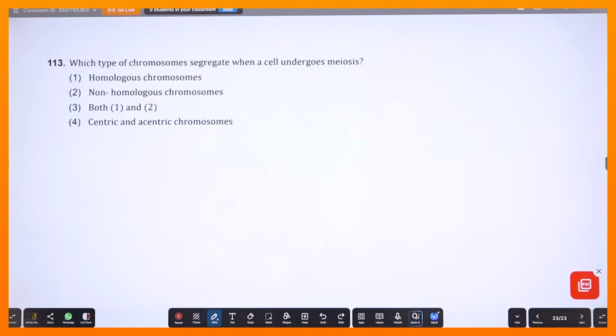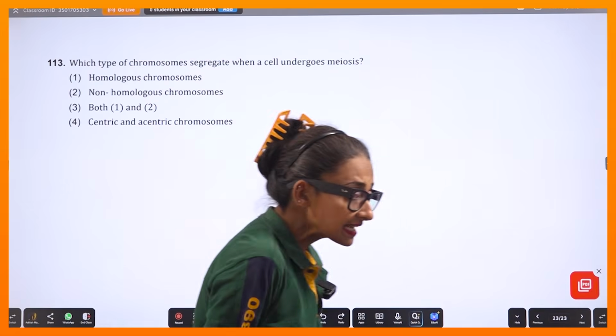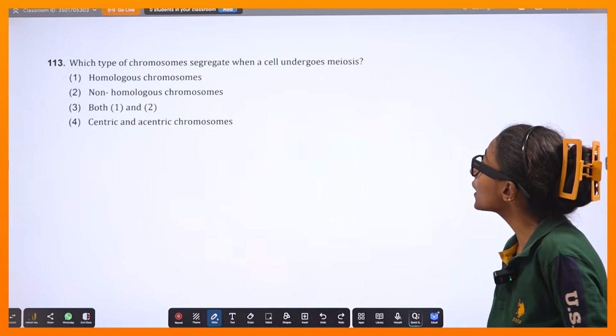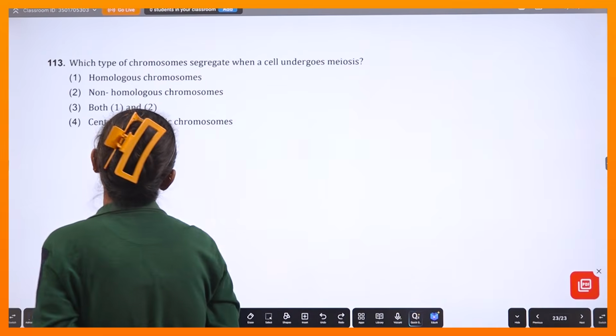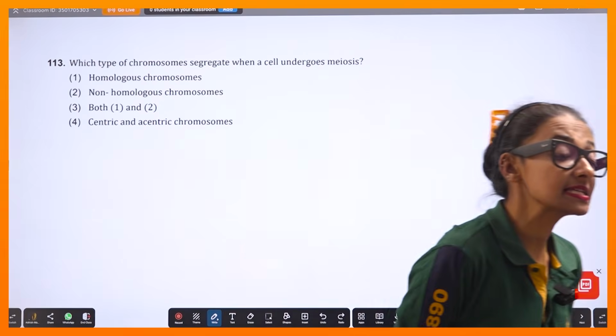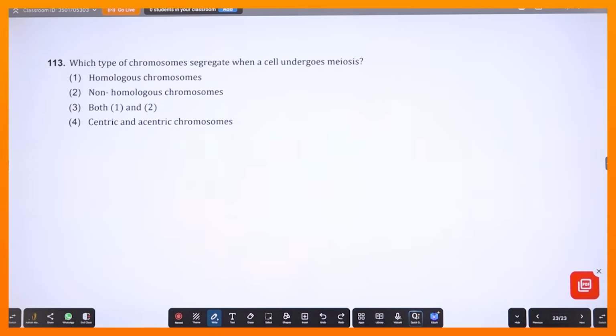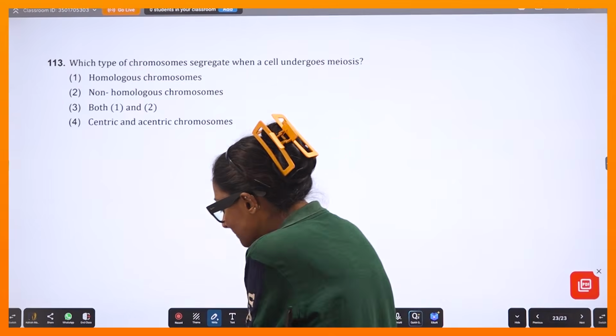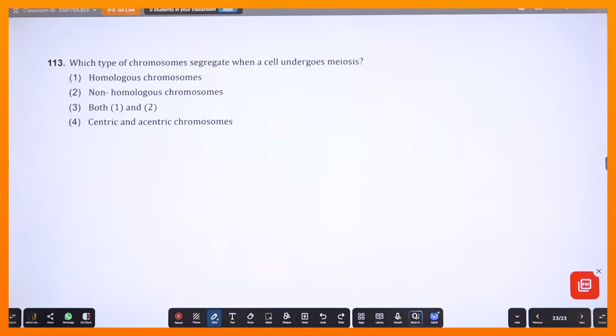Which type of chromosomes segregate when a cell undergoes meiosis? Okay. So segregation means what? Segregation means that the chromosomes will separate. When meiosis is taking place, that means during gamete formation. Am I right? So what I will suggest is during gamete formation, you know that meiosis is absolutely essential.